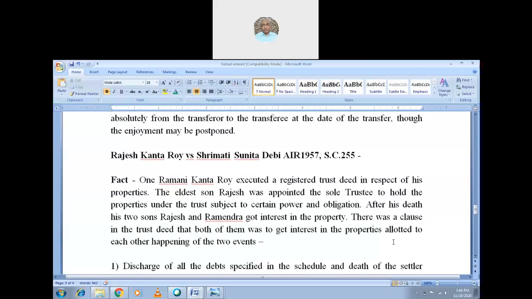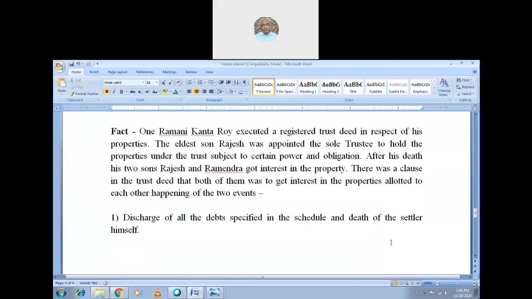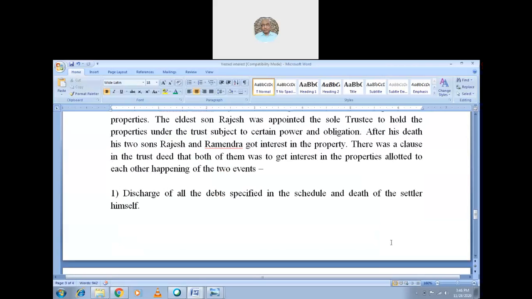After his death, his two sons Rajesh and Ramendra got interest in the property. Since the eldest son has two sons, after death the sons will get the property. There was a clause in the trust deed that both of them were to get interest in the properties allotted to each, on the happening of two events. Only when these two events happen will they get it, not otherwise.